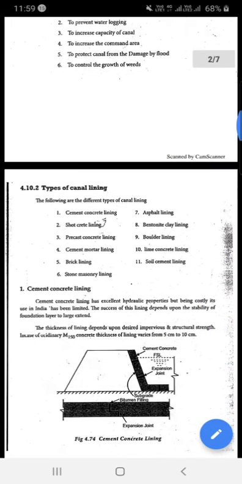Now let us move on to the next topic, that is the types of lining. Based on the materials used, we have cement concrete lining, where cement and concrete are the materials used. Shotcrete lining is somewhat similar. Precast concrete lining, that is made beforehand in factories. Cement mortar lining, where cement and sand are used.